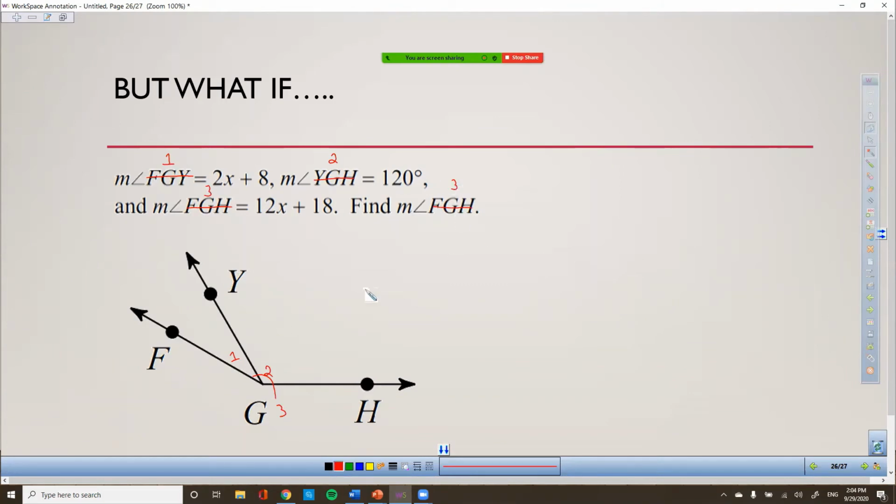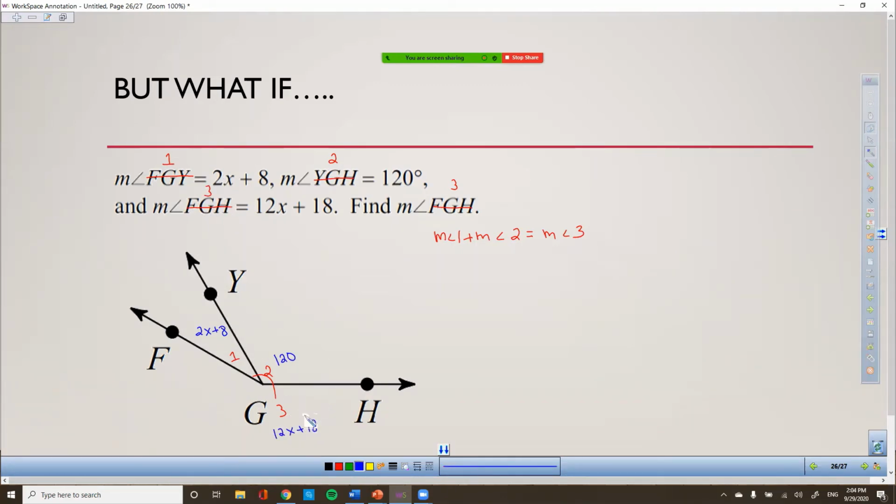All right, so now we have that. Let's go ahead and write our angle addition postulate. Our angle addition postulate is measurement of angle 1 plus measurement of angle 2 equals measurement of angle 3. And now let's go ahead and label all the information that they told me. They told me that measurement of angle 1 is 2x plus 8. Measurement of angle 2 is 120. And measurement of angle 3 is 12x plus 18.